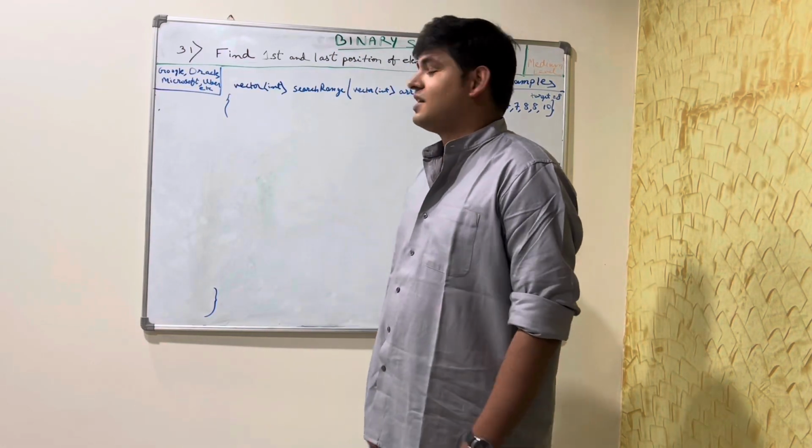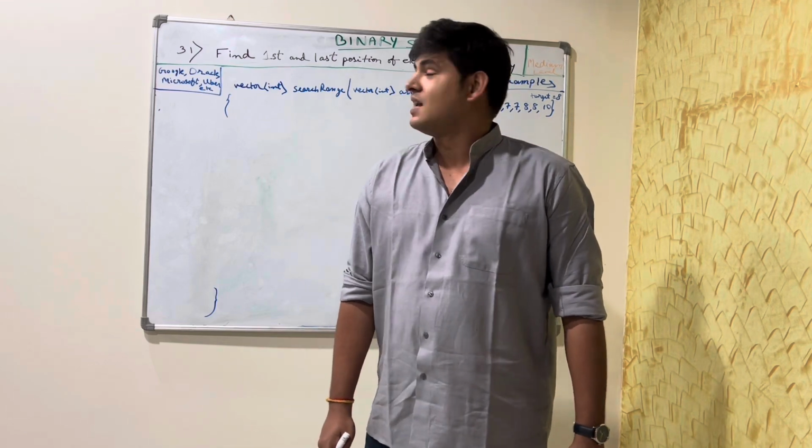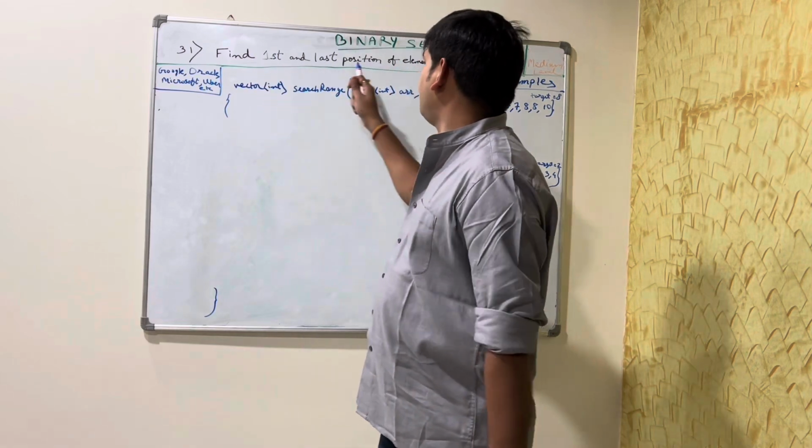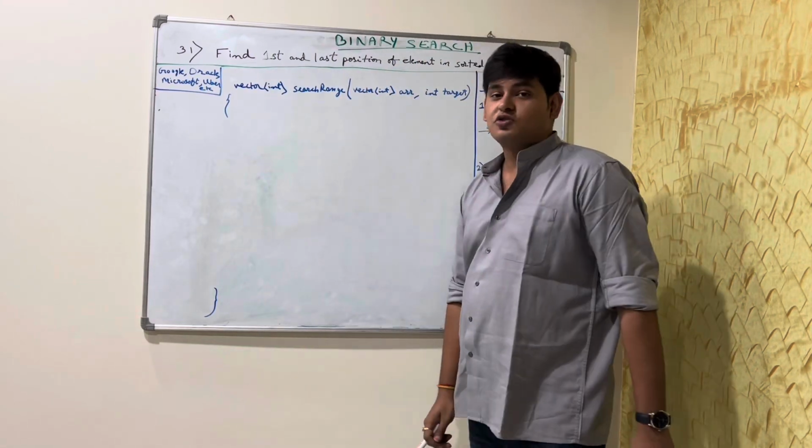Today we are going to solve the 31st question of the problem solving series, and we are going to start the new topic, binary search. So: find the first and last position of element in a sorted array.